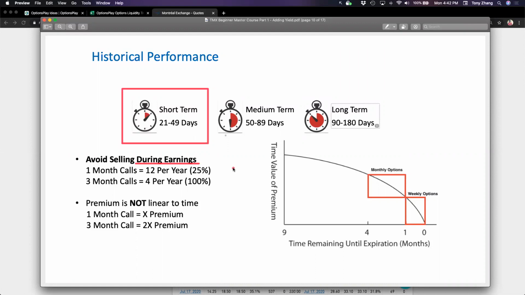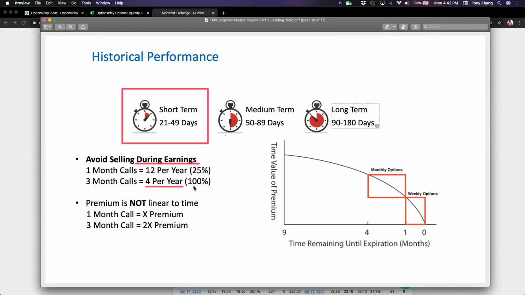When we sell 3 month calls, we can only do that 4 times a year, which means that every single call that we sell, or every single put that we sell, has this large uncertainty factor built into it. So it's really hard to avoid selling going into earnings. So basically, you can't avoid earnings when you sell longer dated options. So that's the first reason why you want to skew towards the shorter end.